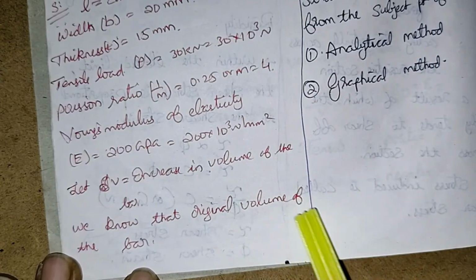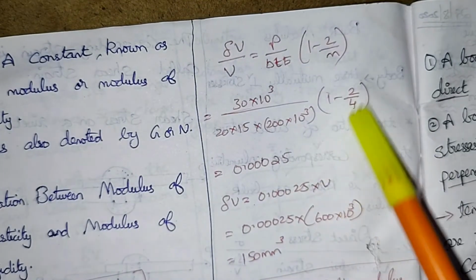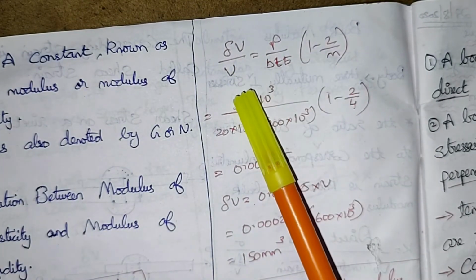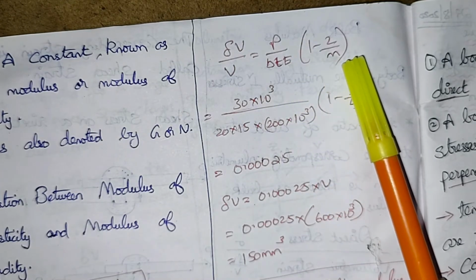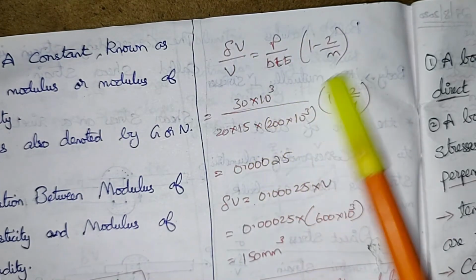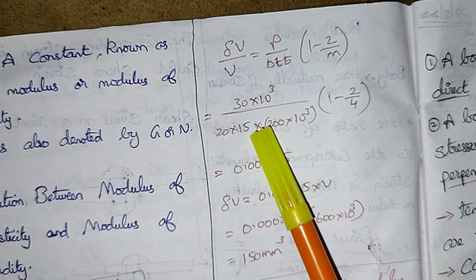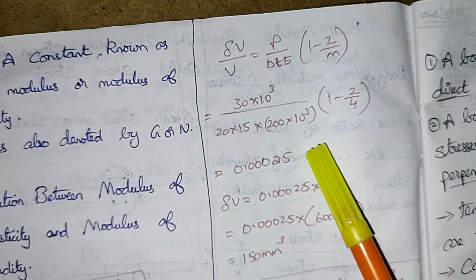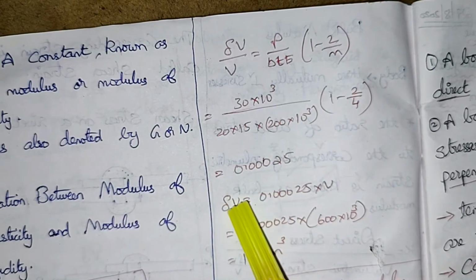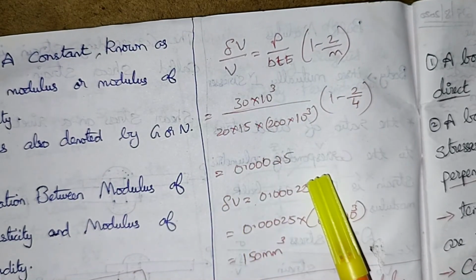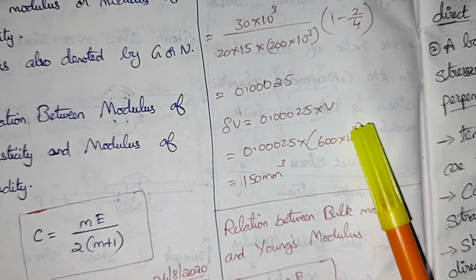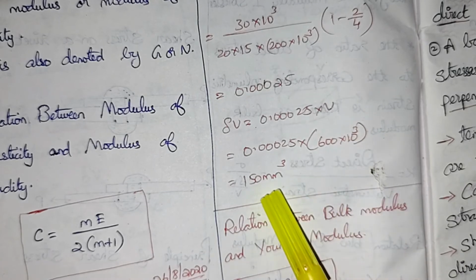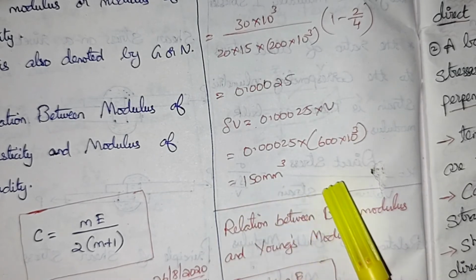We know the original volume of the bar is V. Delta V by V is equal to P by (B T E) into (1 minus 2 by m). This is the formula. Once we put all these values in this formula, we get 0.00025. So delta V is equal to 0.00025 into V, and we get 150 mm cube.